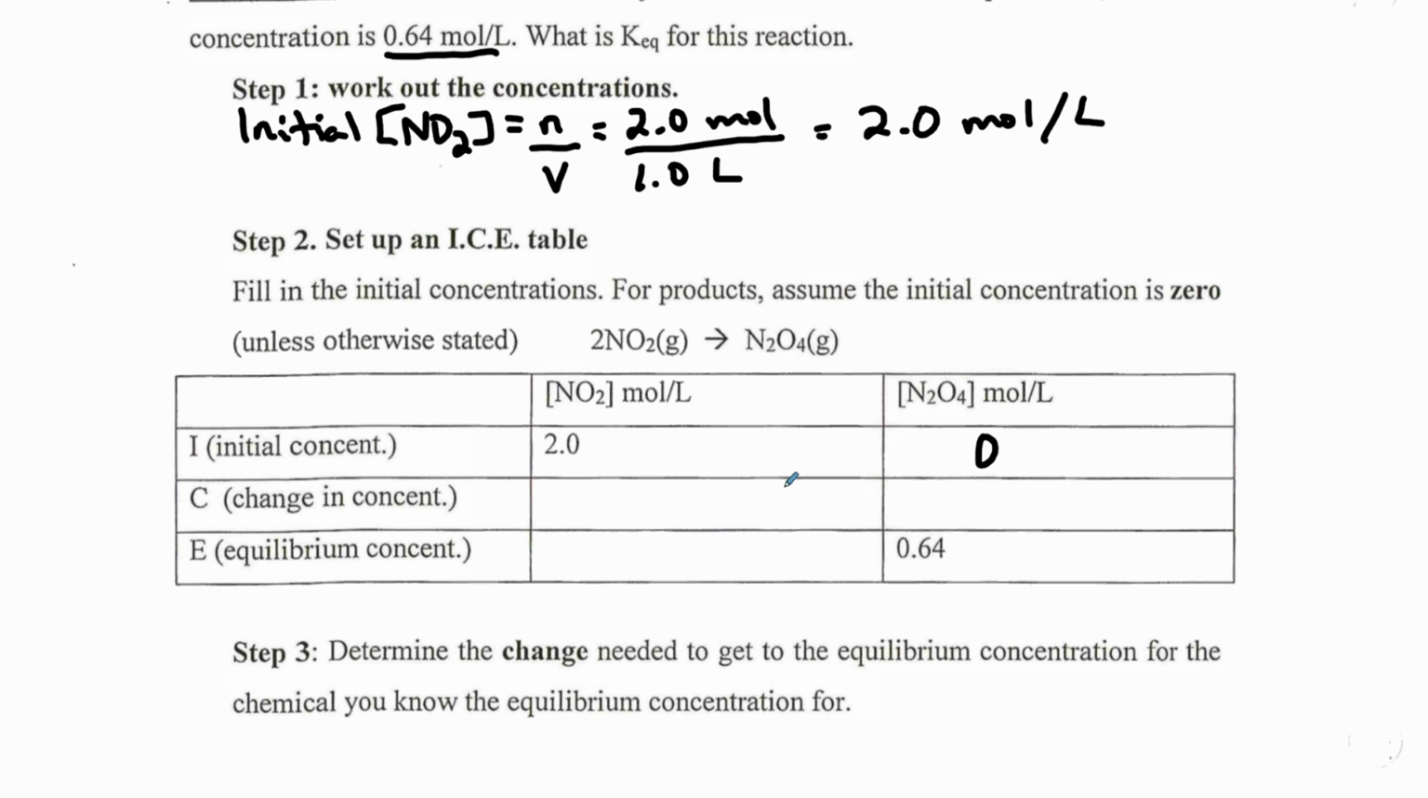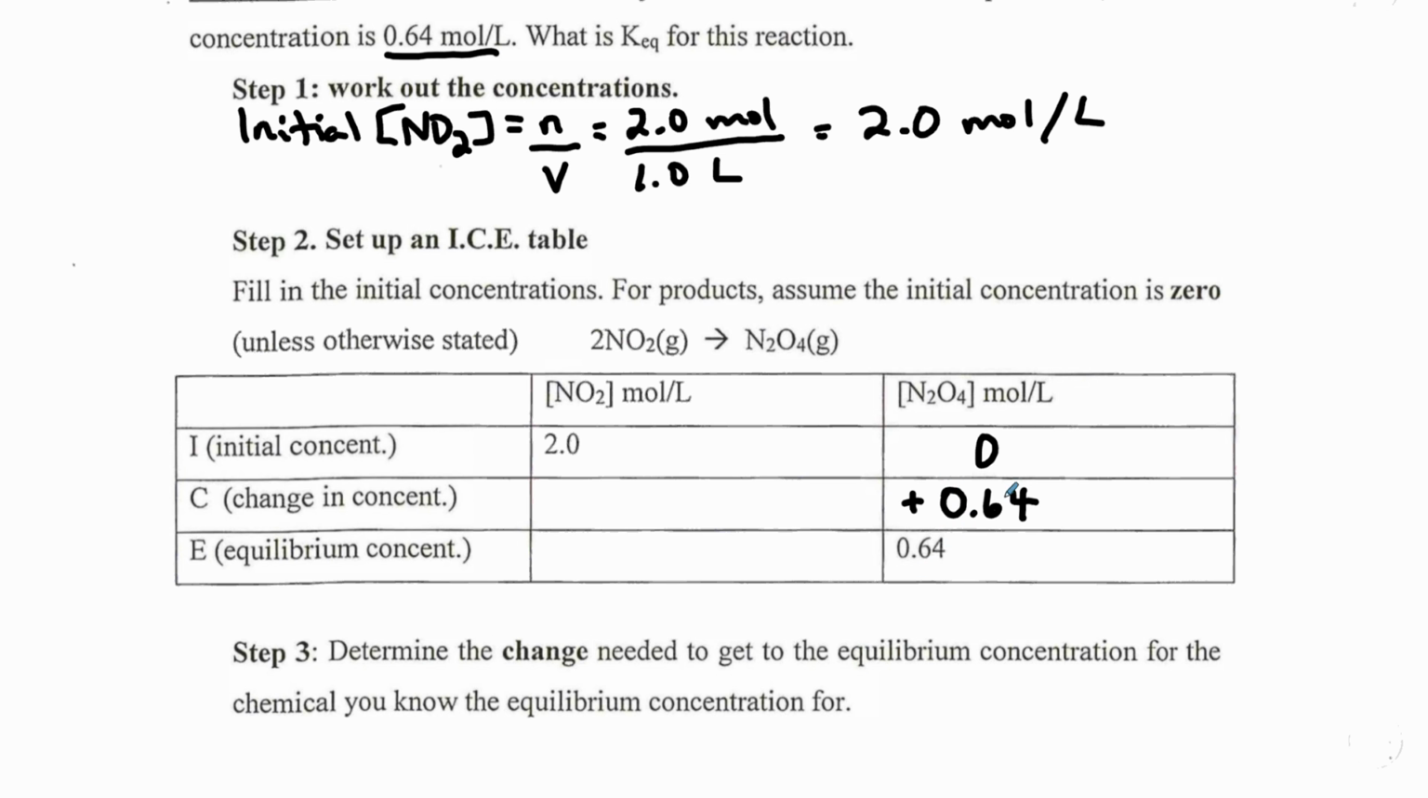So how do we fill in these 3 missing spots? This change in concentration is going to be the key to figuring out the rest of the table. So how did the concentration of the N2O4 change? Well, it went from 0 to 0.64. So what happened was it simply went up by 0.64 in order to get from 0 to this value here.